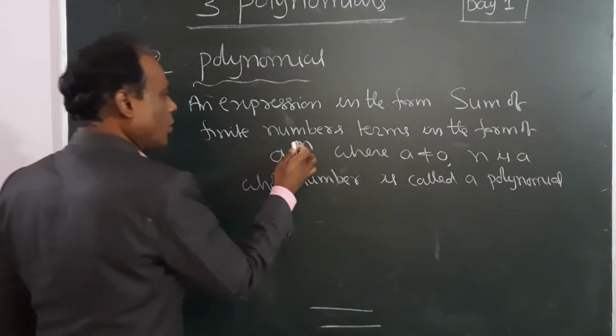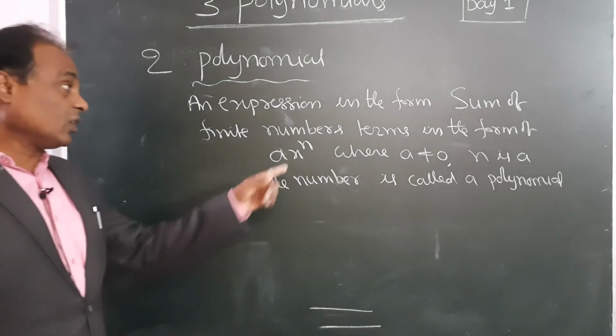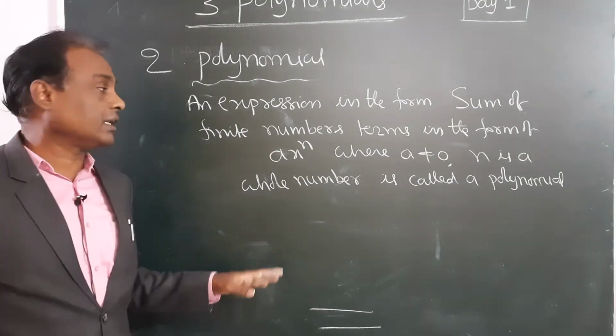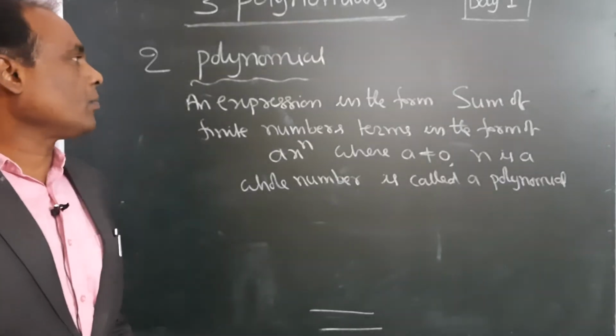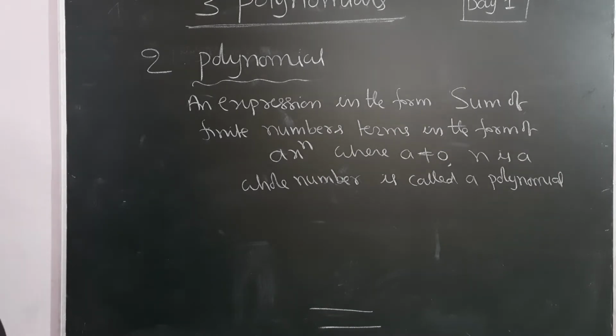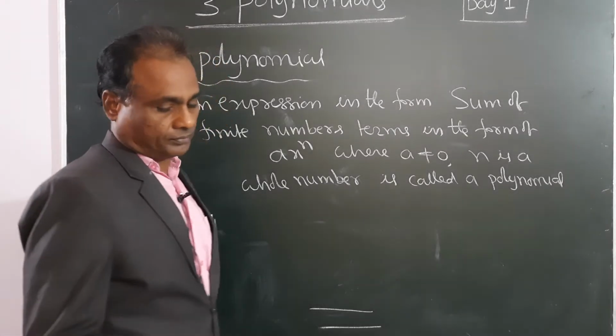Remember, this power should be a whole number. It should not be a negative number. If it is a negative number, it is not a polynomial. If it is a fraction, it is not a polynomial. So an expression in the form of sum of finite number of terms in the form of ax power n, where a not equal to 0, n is a whole number, is called a polynomial. Write down.